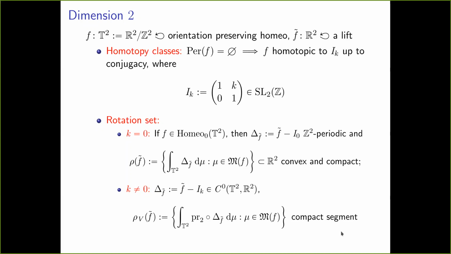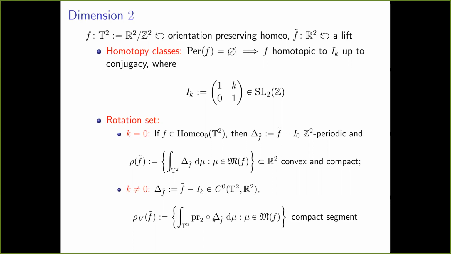Of course, different methods can have different integrals here. So it is not useful to consider the compact subset in dimension 2, but it's really useful to consider just the compact segment that you get by integrating the second coordinate here.